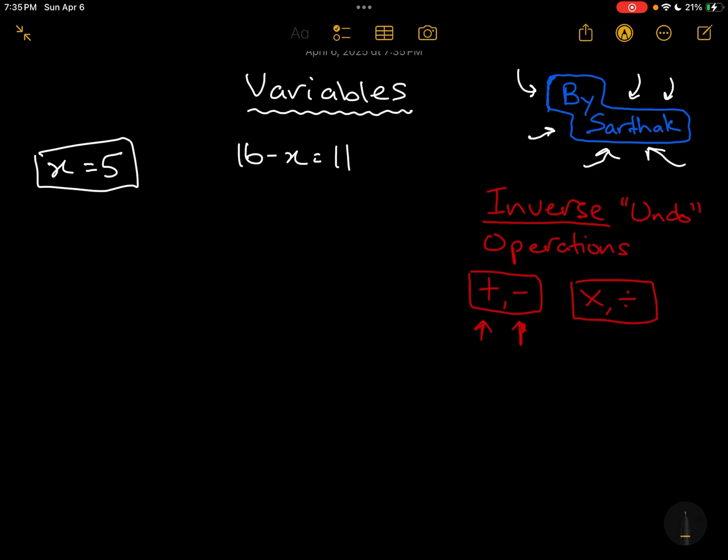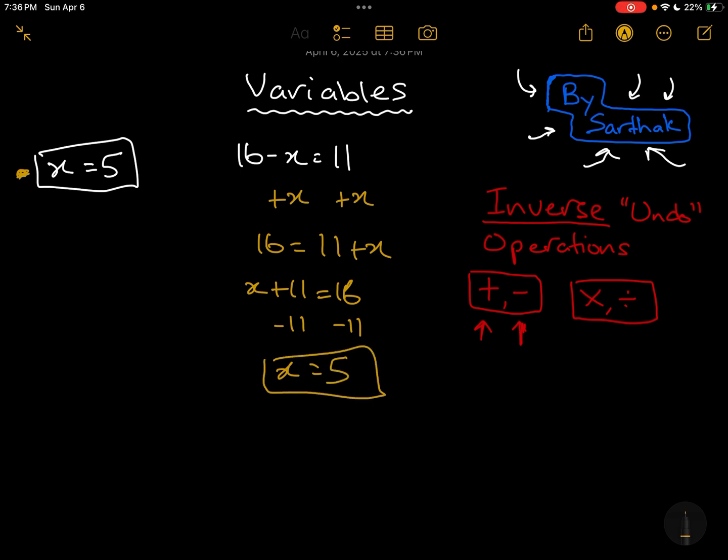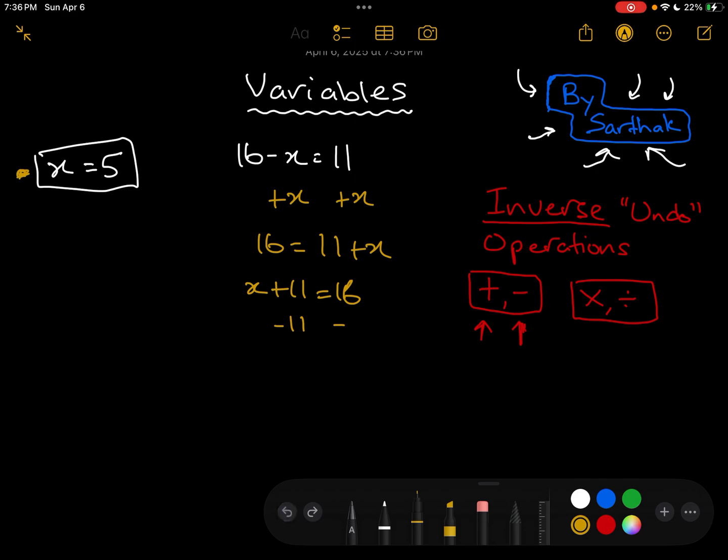So the first, easier method is to first make the x positive. Since it's a negative and we need a positive x, right? There's no negative value in this answer. So that's why we'll add x to both sides, which gives us 16 is equal to 11 plus x. You can also rewrite this as x plus 11 is 16. Both are the same thing. Both mean the same, so don't worry. And now, using inverse operations, if I subtract 11 on both sides, we'll get x is equal to 5. Same answer.